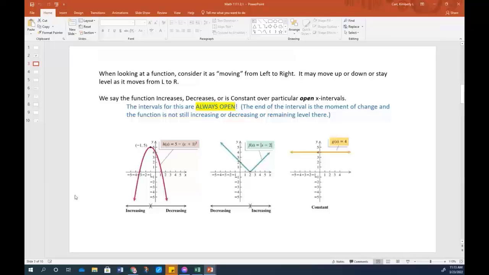Okay? So we've got examples down there at the bottom. So if you were looking at this, the point of turn right here is this maximum. But the maximum's x value is -1. So this one is increasing. Think of the x. It is increasing. It is headed uphill from -infinity to the x value of -1.